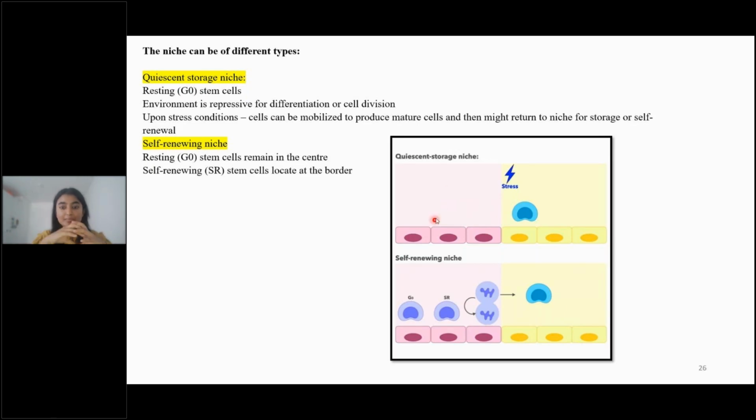The niche is where the stem cell is really happy, getting all the nutrients. And when there are a lot of stress signals, or the stem cells have decided themselves, okay, now I need to differentiate, then they will leave the niche and start differentiating. We have different niches in the bone marrow as well. We have two types of niches: the quiescent storage niche and the self-renewing niche. What is the quiescent storage niche? When we have stress, like work stress or something in our life which is stressing us a lot, then our stem cells will undergo this stress response and start differentiating.